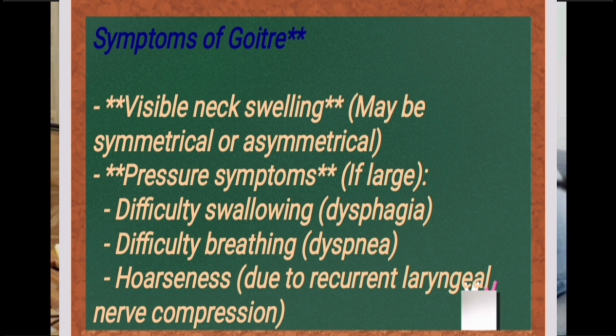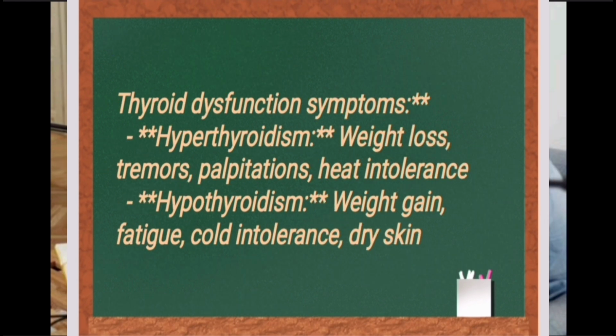Yeah. The notes list specific ones. Difficulty swallowing, that's dysphagia. Right. Difficulty breathing, or dyspnea, if it's pressing on the windpipe. And hoarseness. Hoarseness. How does that happen? This is that fascinating detail. The notes explain it can happen if the goiter compresses a nerve called the recurrent laryngeal nerve. That nerve controls your vocal cords. So pressure on the nerve equals voice changes. Wow. Just the physical size impacting a nerve like that. That's quite direct. It really brings home the mechanical aspect, doesn't it?